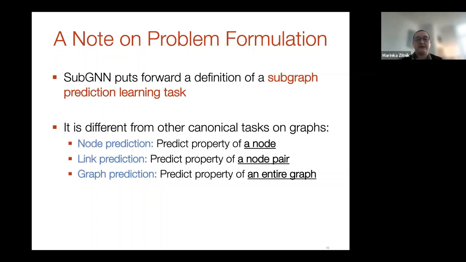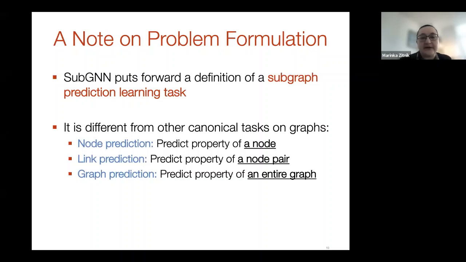Now, a quick note on this problem formulation. Subgraph neural network, the way we just defined it on the previous slide, puts forward a definition of the subgraph prediction task. What that means is that the method is concerned with predicting properties or labels of subgraphs. In the context of graphs, in the context of network science, this is a new kind of task that is different from other canonical tasks that exist in graph machine learning.